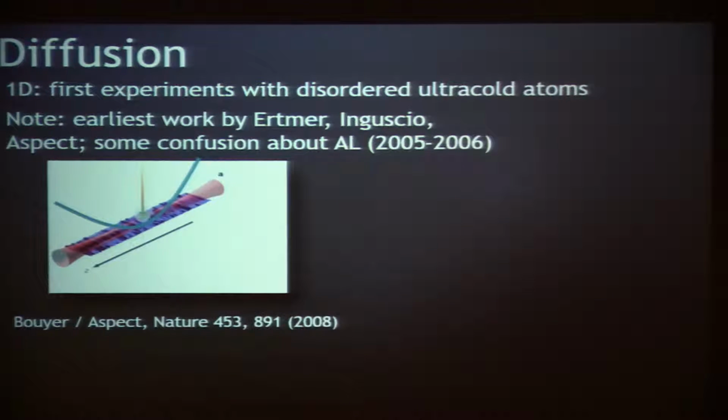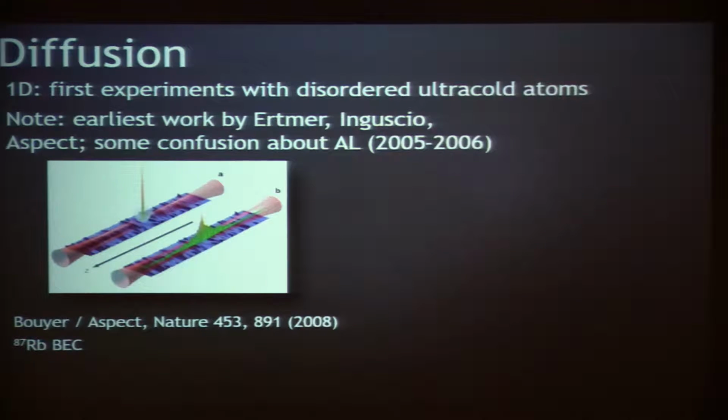So this experiment, which was really Philippe-Poyet's experiment, was published in 2008. They used a rubidium-87 BEC, and so they actually start with a BEC in this trap with the speckle present. And then what they did is they shut that trap off. So they had a trap, they shut the trap off, and they let the atoms expand along this tube through the disordered potential.